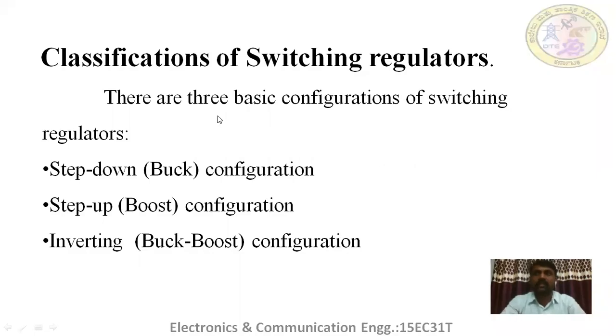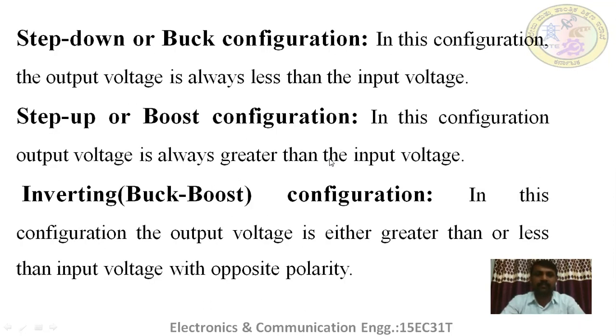Here we have different types based on connection. The first one is step down or buck configuration. Second one is boost or step up configuration. And the third is inverting type. Let's see what are these different types of configuration. Step down configuration provides the output voltage always less than the input voltage. That is, in this configuration, the output voltage is less than the input voltage. Therefore, this is called step down configuration.